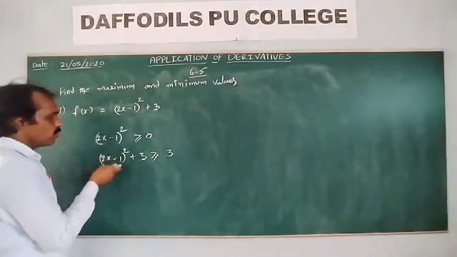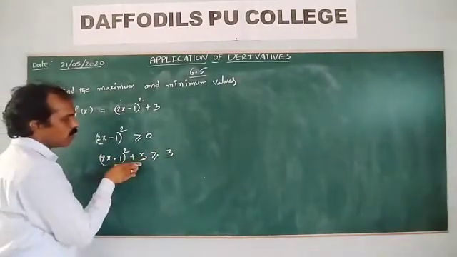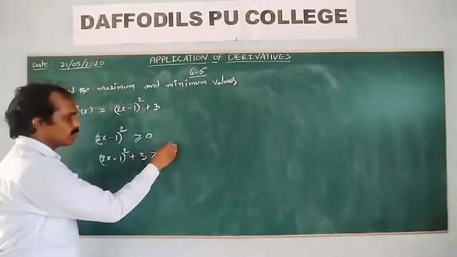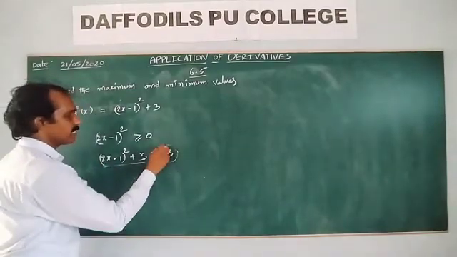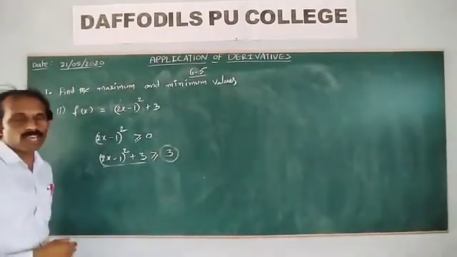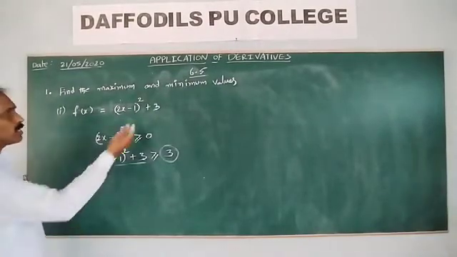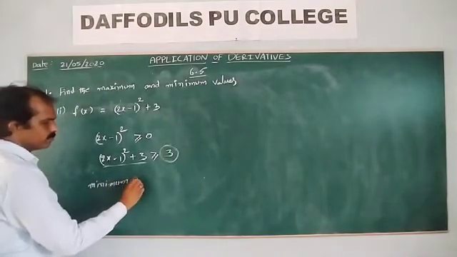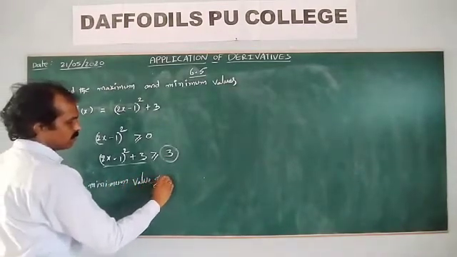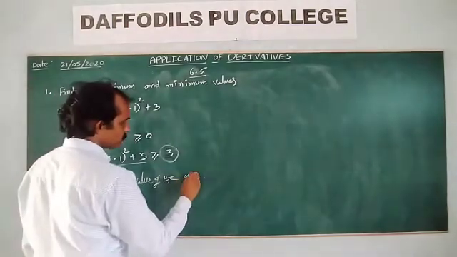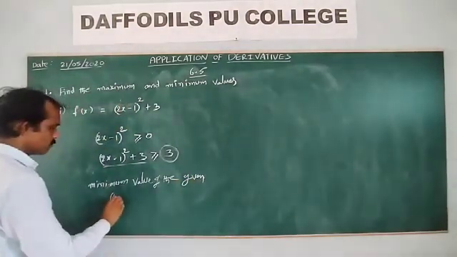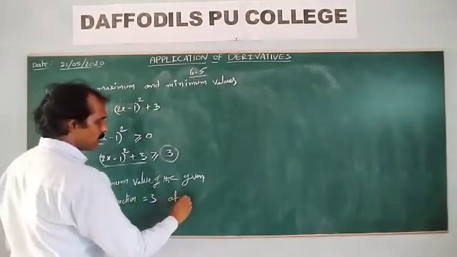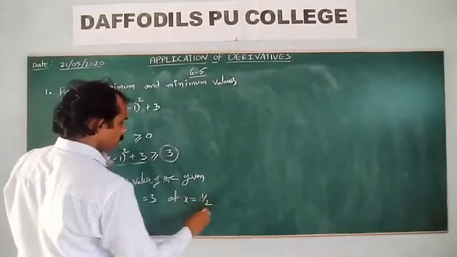Okay. For some values, what about this value? This value is always greater than 3. So what about this 3 compared to this one? This 3 is nothing but the minimum value. So what is the minimum value of the given function? It is equal to 3 at x is equal to 1 by 2.